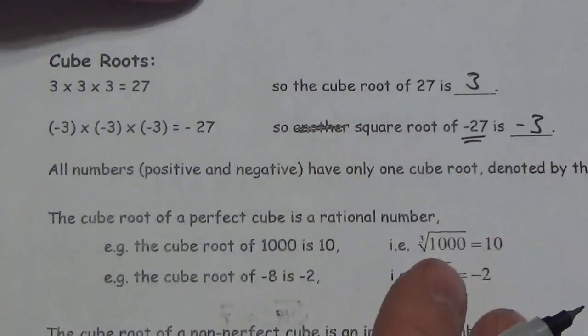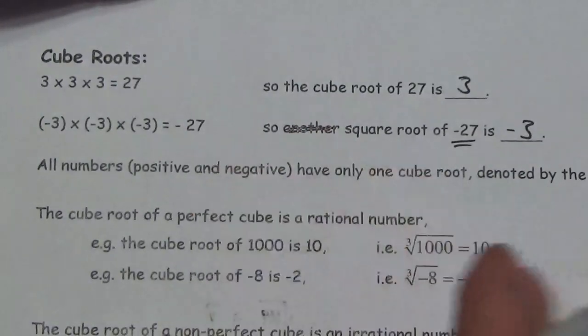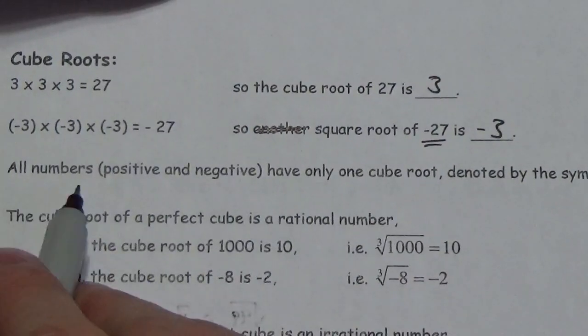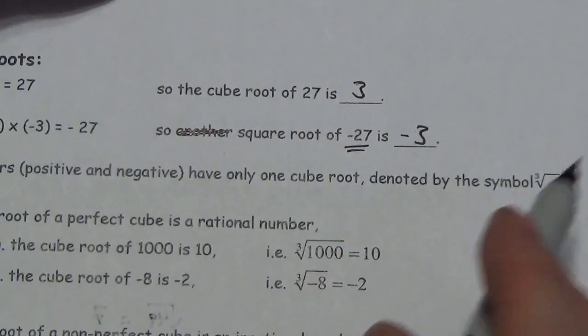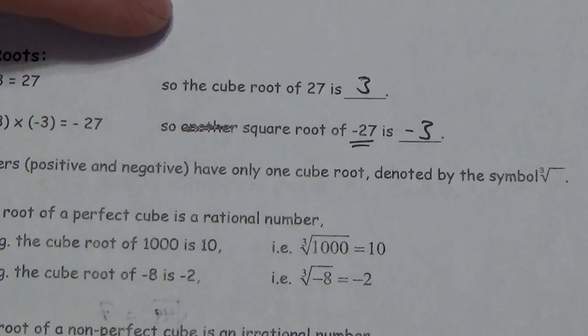But with a cube root, and by the way, with a 5th root, 7th root, 9th root, and so on, the negative is not a problem. If there's a negative there, the negative just pops out. So all numbers, positive and negative, have only one cube root, denoted by the cube root symbol. If it's a negative number, it's got a negative cube root, and so on.